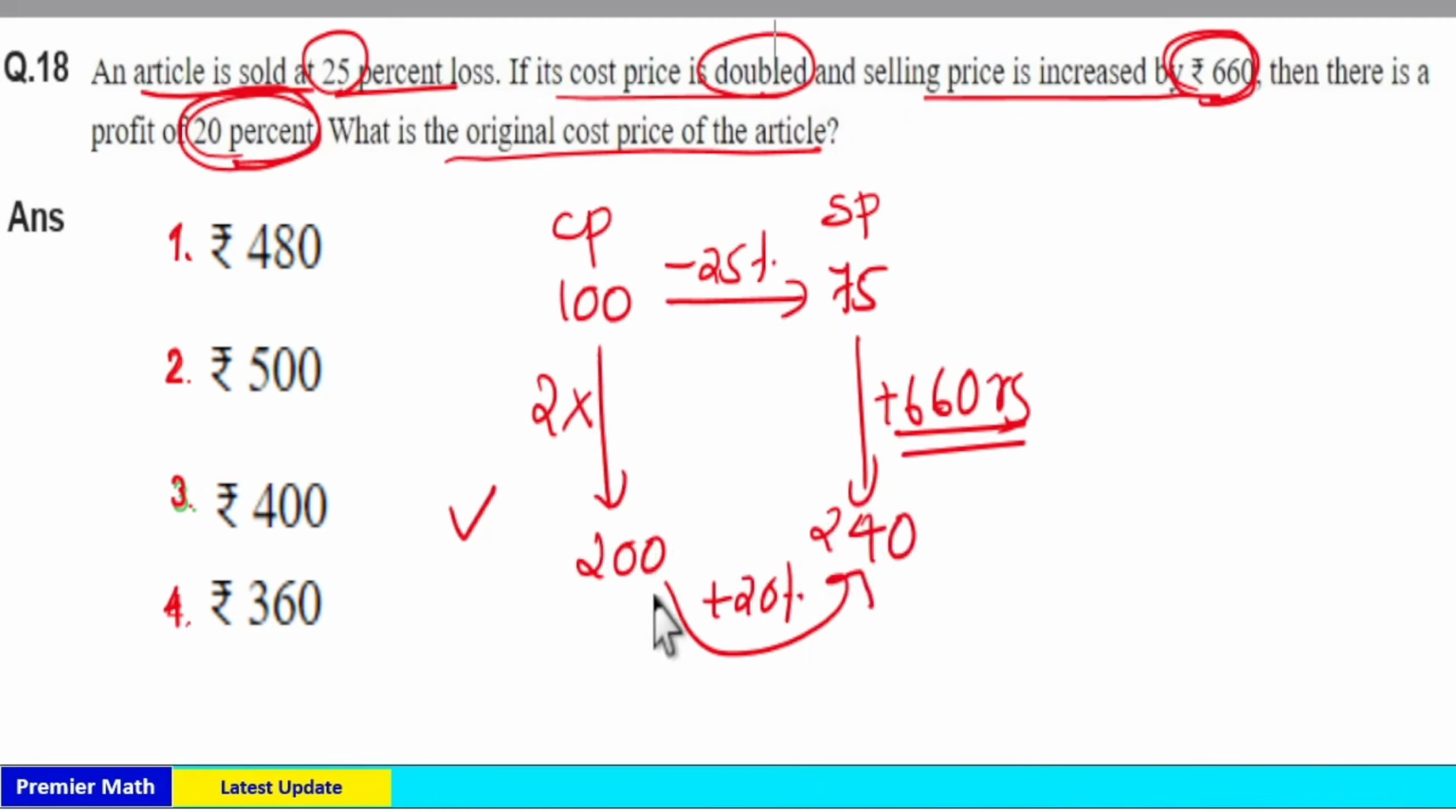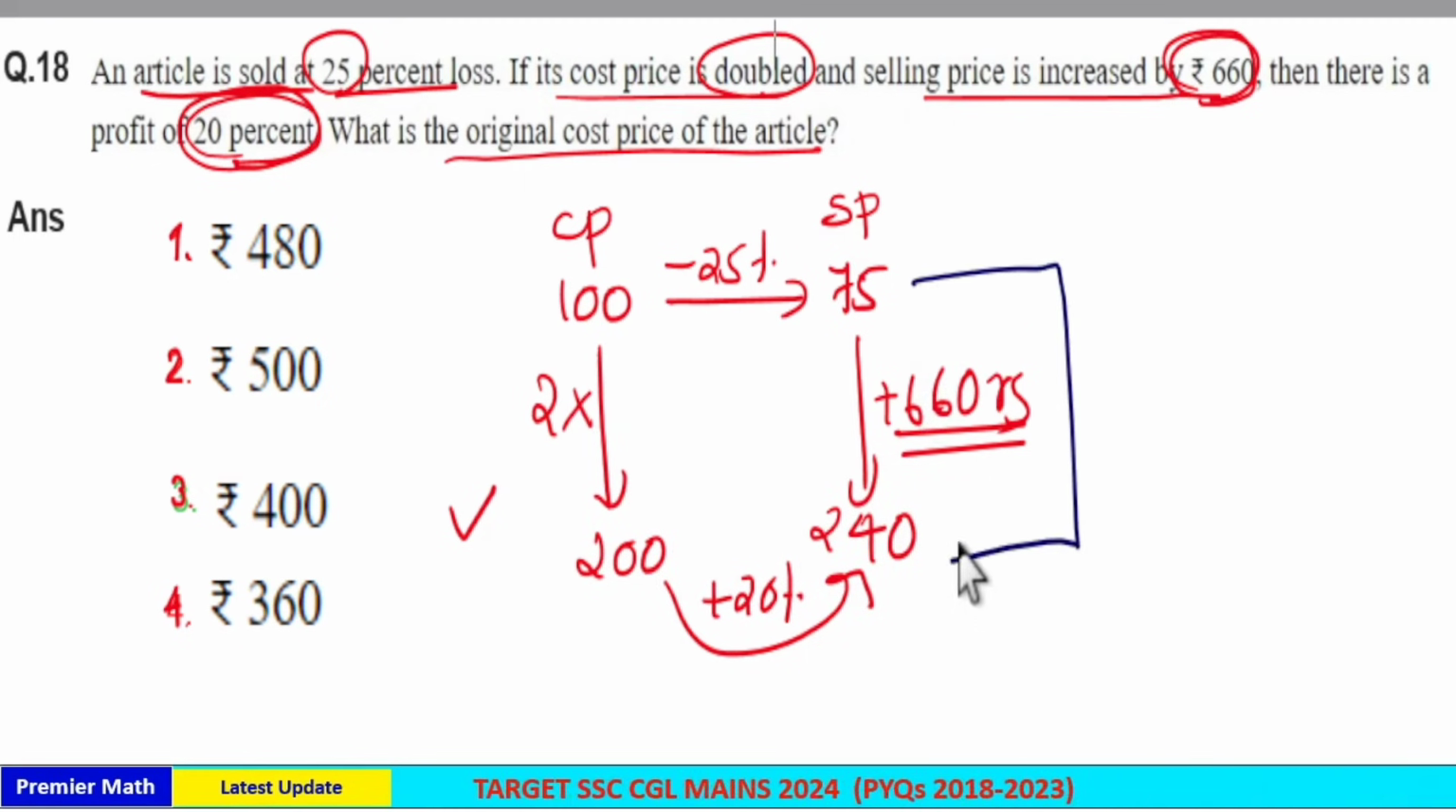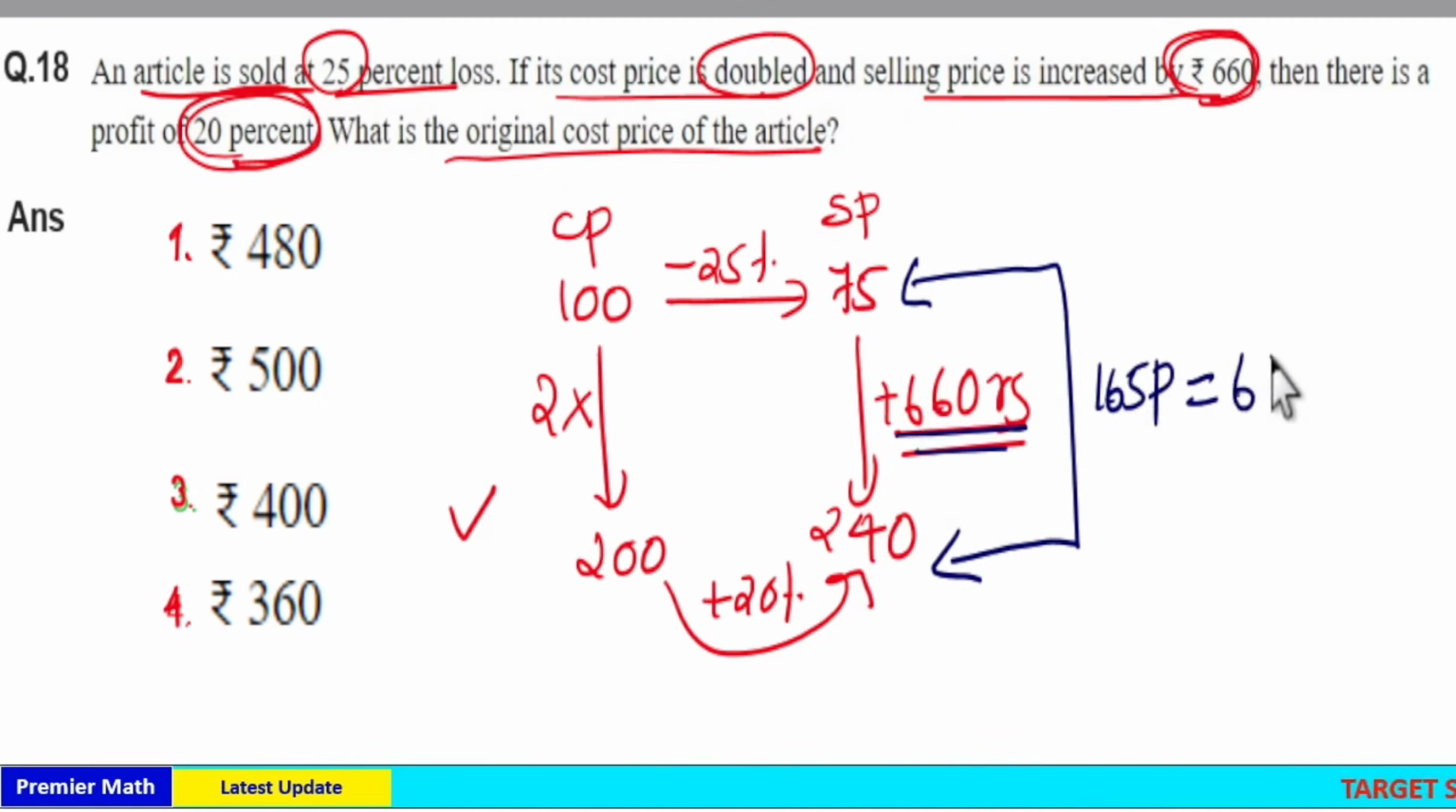Then the difference between initial selling price and current selling price is equal to 240 part minus 75 part, which is equal to 240 minus 70 is 170, 170 minus 5 is 165 part. And 165 part is given as 660 rupees in the question. That is, the difference between initial selling price and current selling price is 660 rupees, which is 165 part.